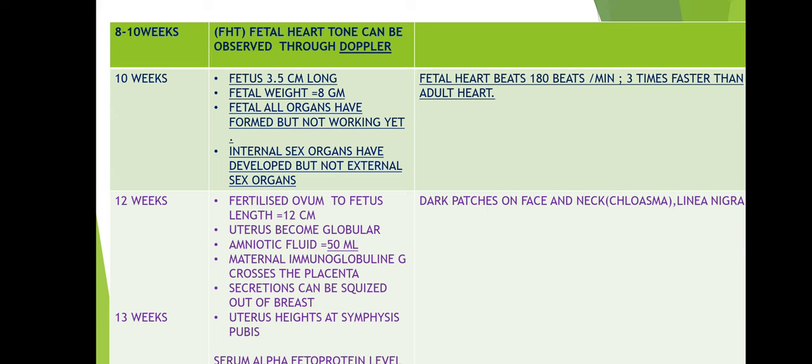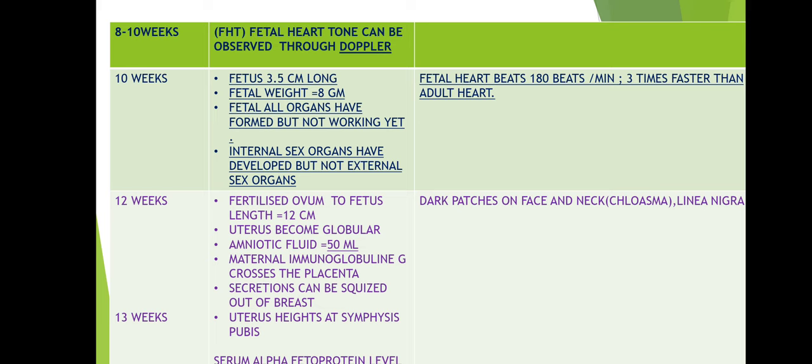At 10 weeks the fetus is 3.5 centimeter long, fetal weight 8 gram, and all fetal organs have formed but are not working. At 10 weeks, near about 2.5 months, all organs of the fetus develop, but there is no functioning of those organs. Internal sex organs have developed, but not external sex organs. And you should remember this point: all the organs develop, but not the external sex organs.